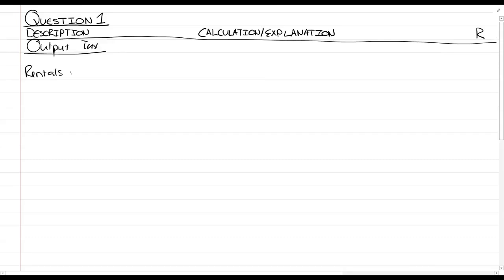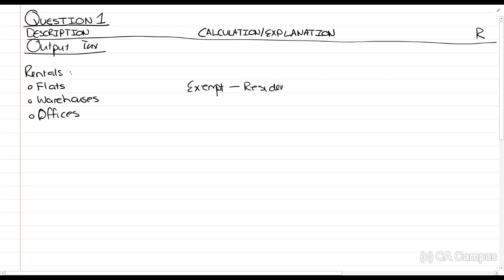So rentals, flats, warehouses and our offices. So the flats are exempt residential accommodation. You have to give your explanation. Remember, you can't just say zero rated. That's incorrect. You can't just say no VAT. You have to call it correctly. It is residential accommodation. You need to give explanations, guys.